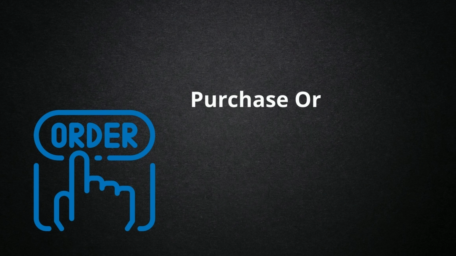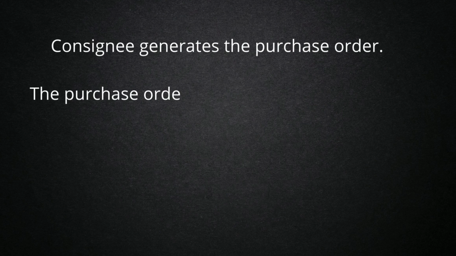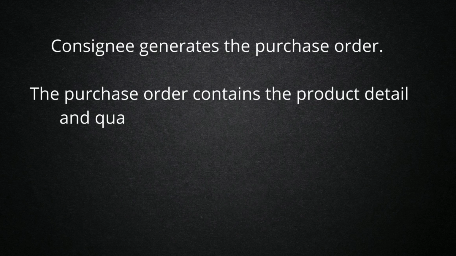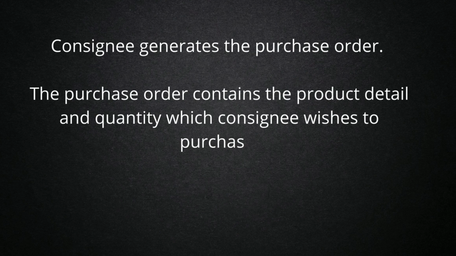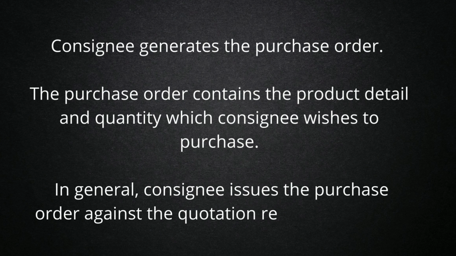First, we will learn about the purchase order, which is commonly called a PO. Consignee generates the purchase order. The purchase order contains the product detail and quantity which consignee wishes to purchase. In general, consignee issues the purchase order against the quotation received from the consignor.